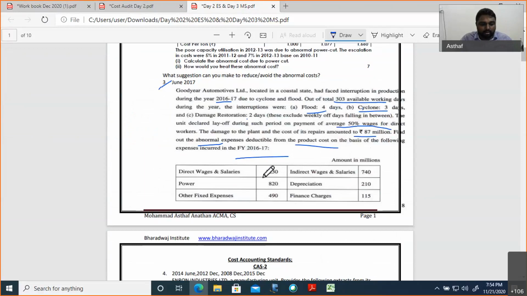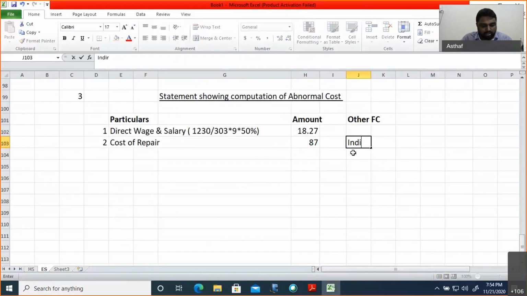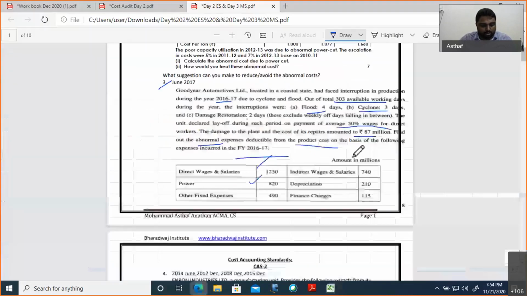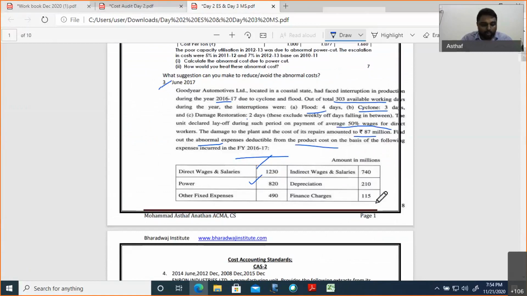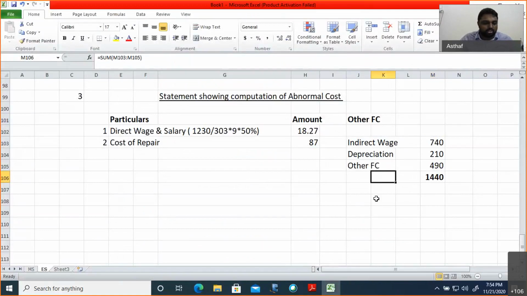So how will we do it? The direct wage and power will be variable items. So we will take one by one. We will have indirect wage. What is the indirect wage amount? 740. Power is variable. We will have depreciation. What is the depreciation amount? 210. Next, other fixed expense. What is the other fixed cost? 490. These are three items. Financial charges will not come. Why? Because finance cost is not a part of cost. So here we will write other fixed cost.